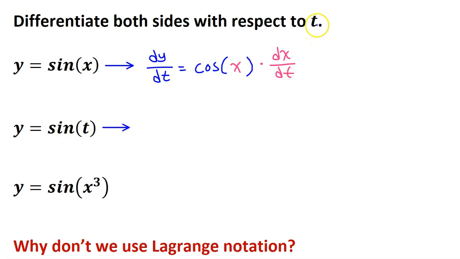On the next one, the variables do match, but don't overthink it, just do it the same way as we did before. The derivative of y with respect to t is dy dt.